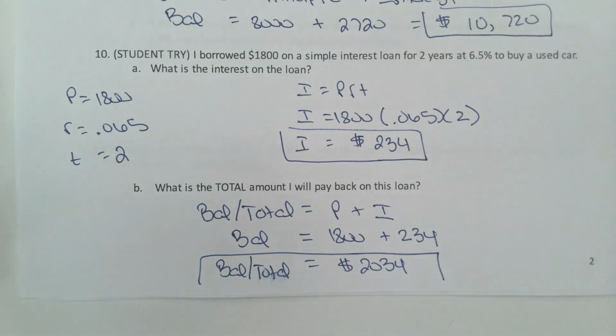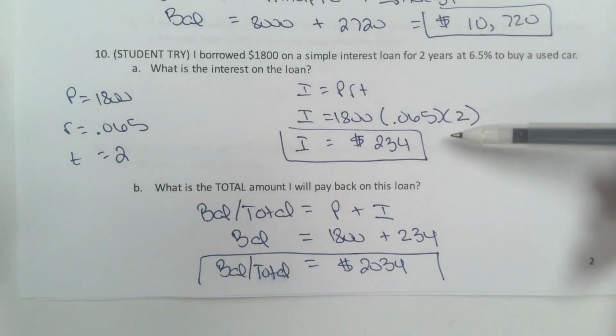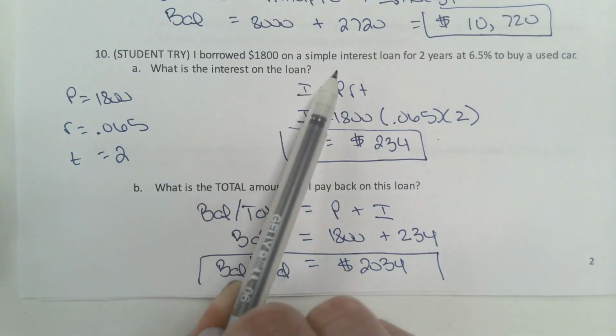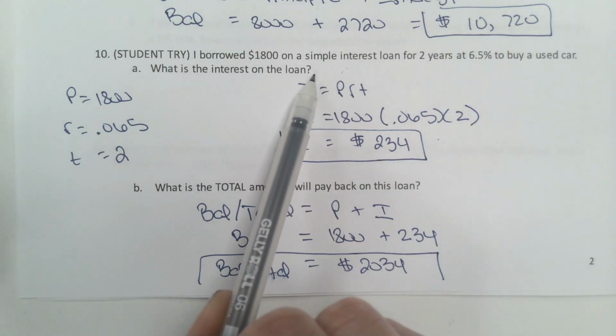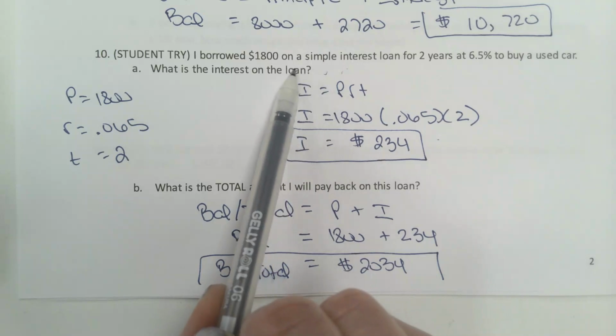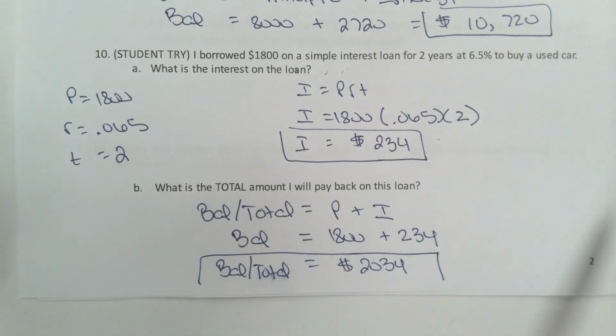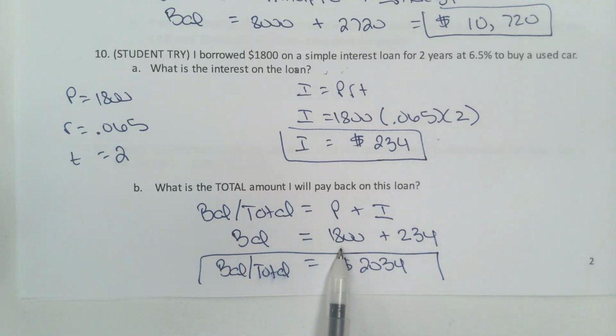So the next one that you tried, you had to find the interest. So when you multiplied, you should have gotten $234. And so it doesn't matter if you are putting money in to earn interest or if you are on the other end and you are borrowing money and you are paying interest. It is still the same formula that we are calculating. So here we have what is the total that you will pay back? I'm going to pay back the principal plus the interest. So the principal is the $1,800 that I initially borrowed. The interest is the $234 that I just calculated. So you will end up paying back a grand total of $2,034.